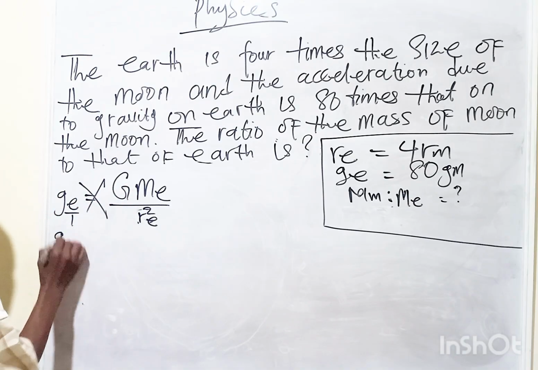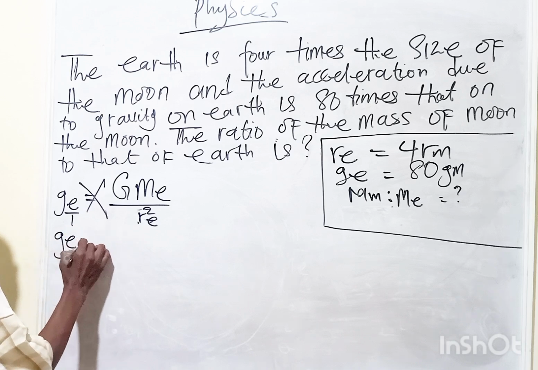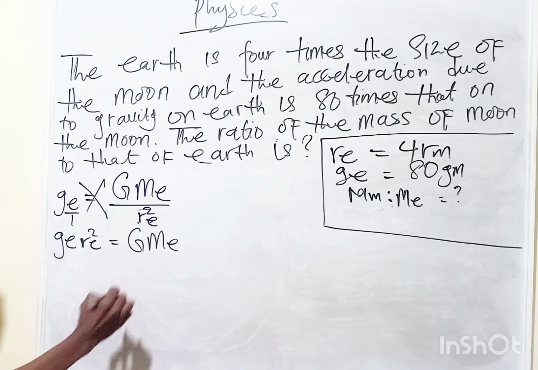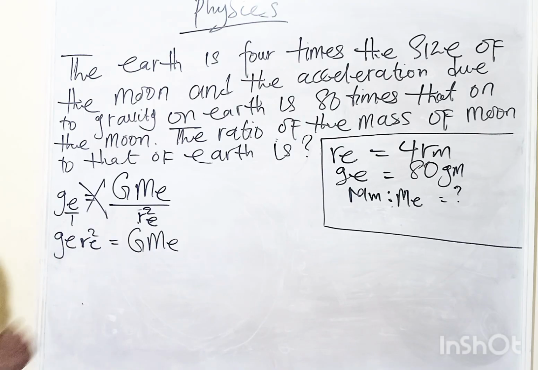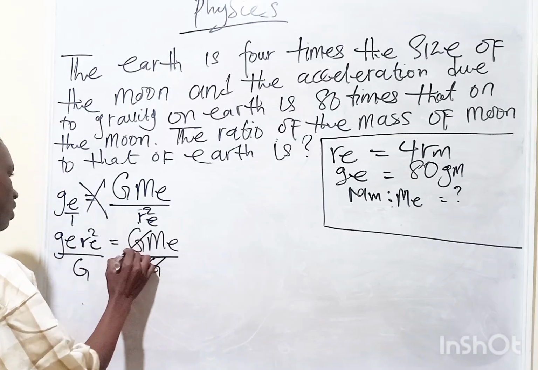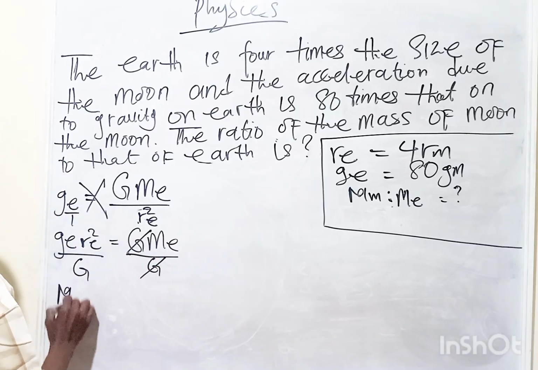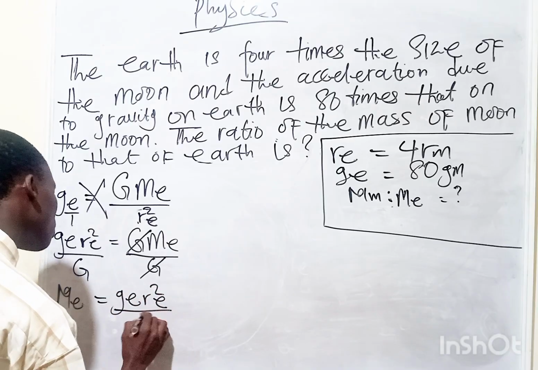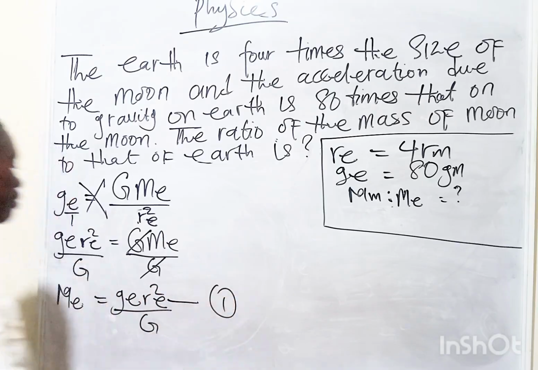We have that gravity of Earth multiplied by radius square of Earth equals gravitational constant multiplied by mass of Earth. So to make mass of Earth the subject of the formula, we divide both sides by the constant, which is the big G. So this cancels out this, and we have mass of Earth equals gravity of Earth multiplied by radius square of Earth all over the big G. So we call this equation 1.